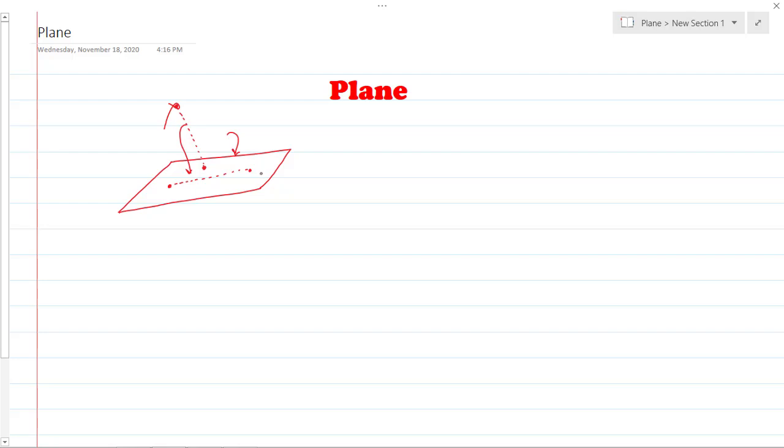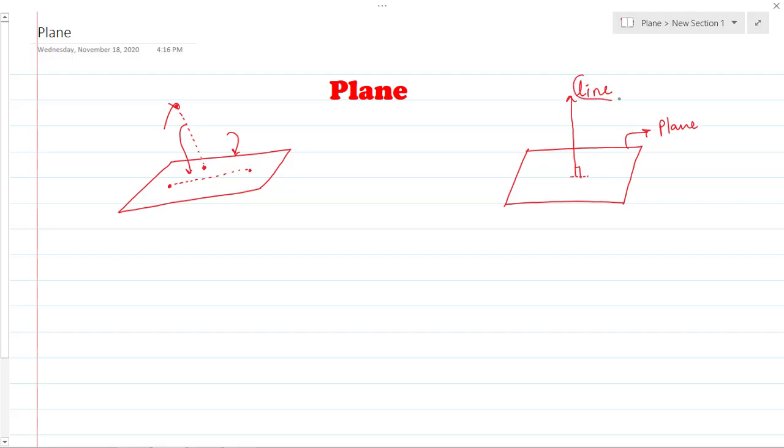Perfect. After this definition, let's see a few definitions which we require to get the equation of a plane. Suppose this is the plane, and suppose we have one line which is perpendicular to this plane. This is the line L and this is the plane P. Now this line is perpendicular to this plane.